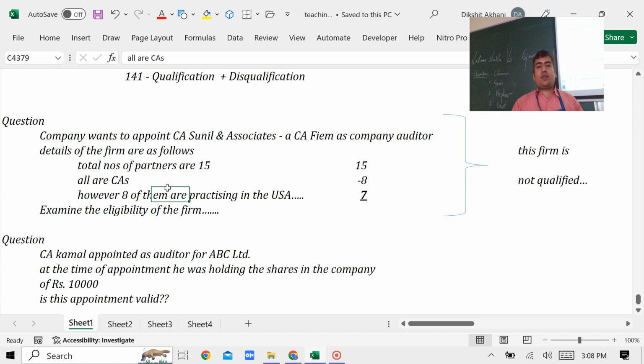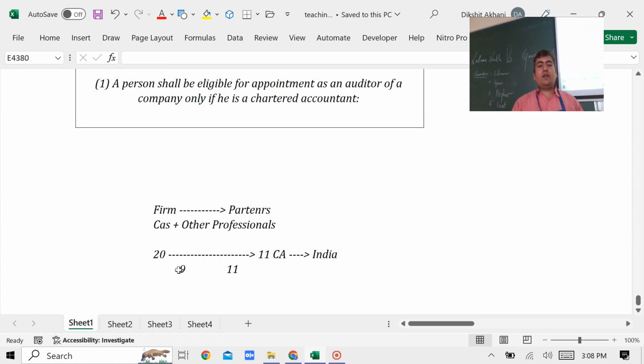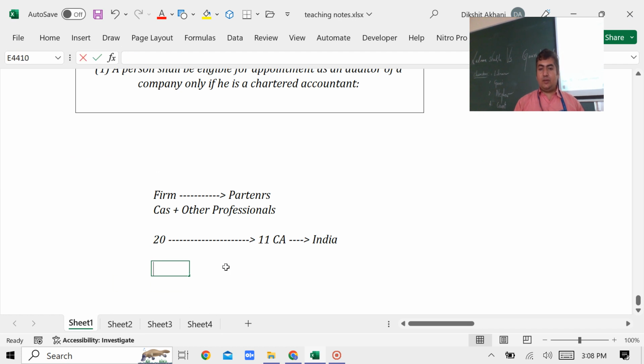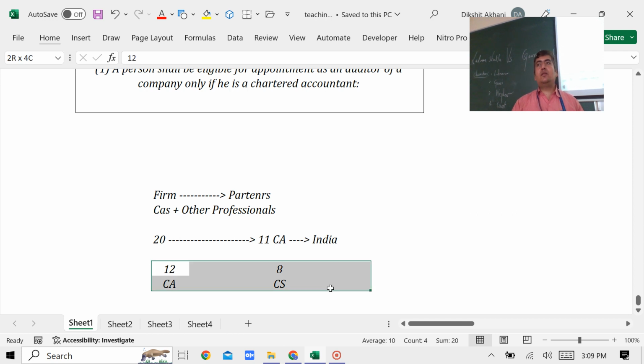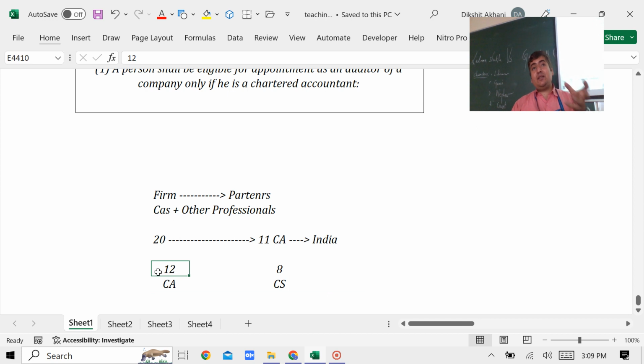So again guys, what I am trying to say, look at this example, over here 20 partners are there. Okay, assume in this I would say 12 chartered accountants and 8 company secretaries, and this is the composition of the partnership firm. And if there is a question in exam that, okay, is this firm qualified or not qualified? Majority of them are chartered accountants practicing. Now look at, are they in India? Answer is yes, they are in India. Assume. So yes, this firm is qualified.